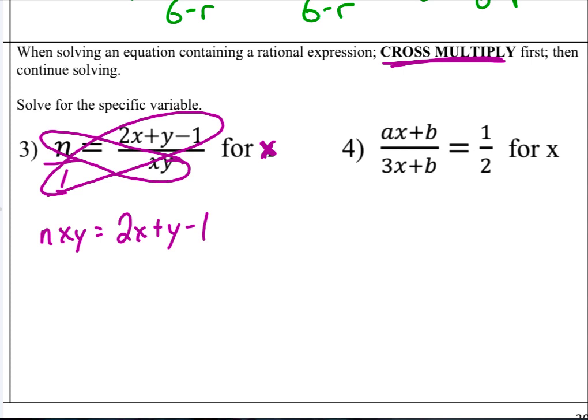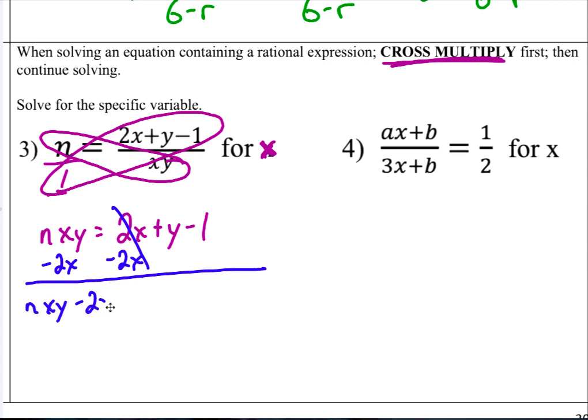I'm going to get everything involving the variable that I want on one side. So I'm going to subtract the 2x to the other side. And I get nxy minus 2x equals y minus 1. Now this is where I have two terms that both have the same variable in them. So I'm going to factor that x out of each of those terms, and I'm left with ny minus 2.